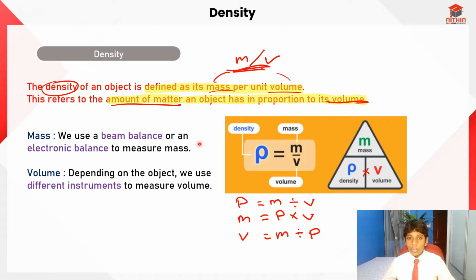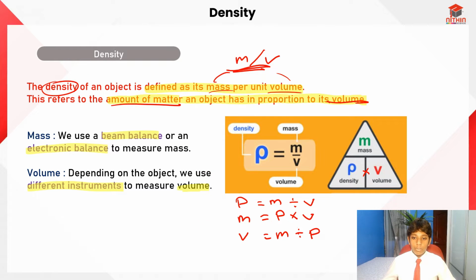So how do we find mass? First of all, we use a beam balance or an electronic balance to measure mass. Depending on the object, we use different instruments to measure volume. If you want to measure the volume of a liquid like water, we want to use a beaker, a measuring cylinder, many objects like that. I'll go more in depth later.